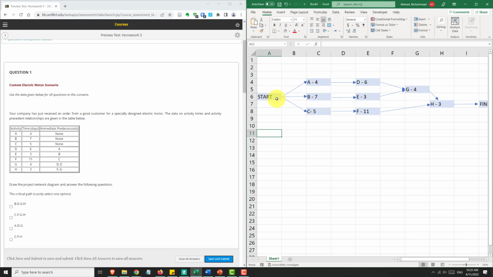Well, for one, we have a path which goes from start to A, D, G, and H. So we have A, D, G, H. Another path we can do is to go from B, E, G, H.